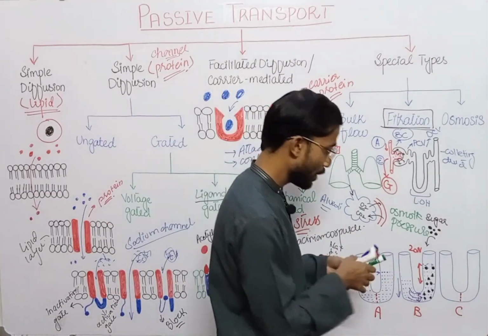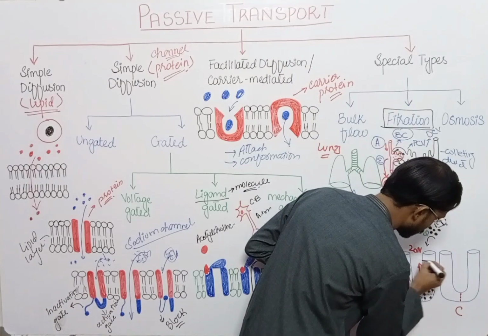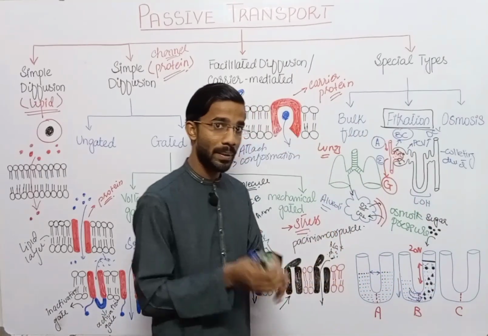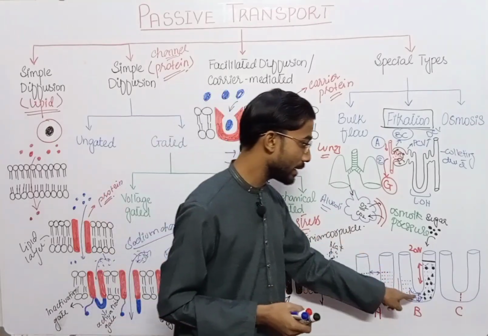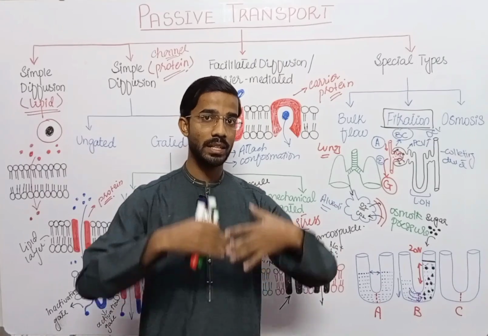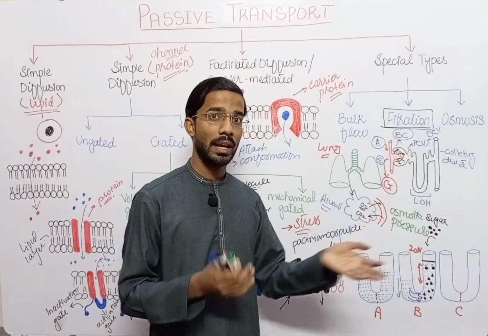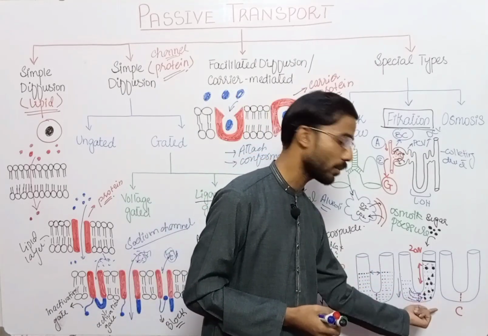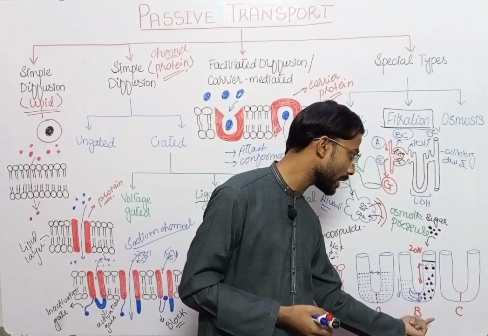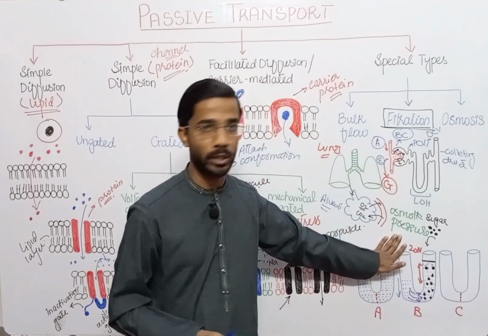So if we put a piston over there and prevent its movement in the upward direction, then it will stop the osmotic movement of the water molecules from the left side to the right side, and this force is also called the osmotic pressure.